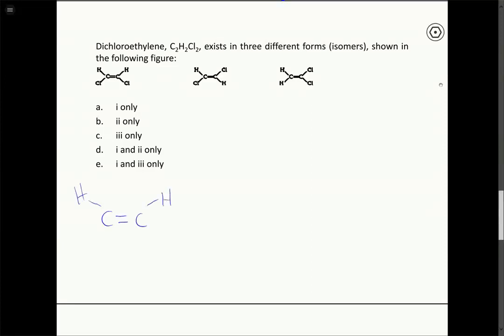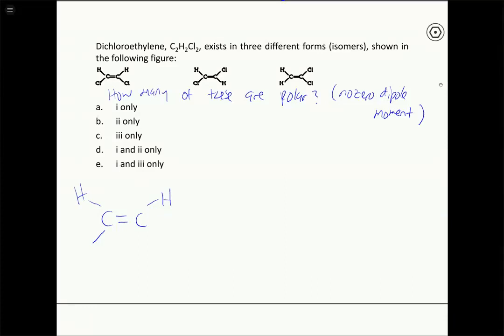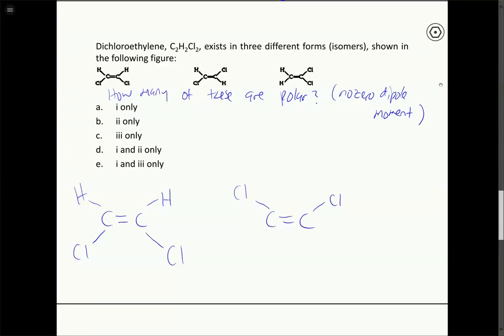And the question we're asking is, I guess I didn't write the question here, how many of these are polar, or it may have been worded as how many of these have a non-zero dipole moment. I'm not sure what the exact wording was. I forgot to reproduce the second half of the question. Anyway, we have these 3 isomers, and the question asks us which ones are polar, basically. Okay? So this is the first one, second one.